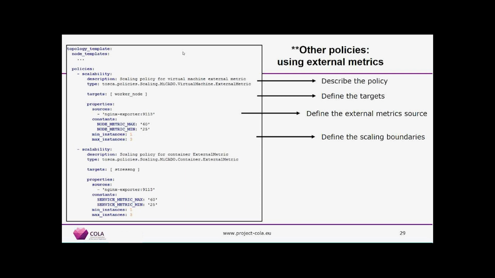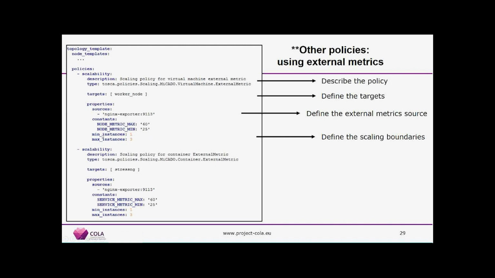I've called it virtual machine external metric. The way I'm using this policy is I set up an HTTP server using Nginx. So just a very simple web page, let's say. And I use Prometheus along with the Nginx exporter, which I'm defining here as a source. I use it to capture the number of HTTP requests per minute. And I then define a metric max, so a maximum number of requests that I would like to see, and I have a minimum number of requests, and these are going to be the things that influence my scaling.